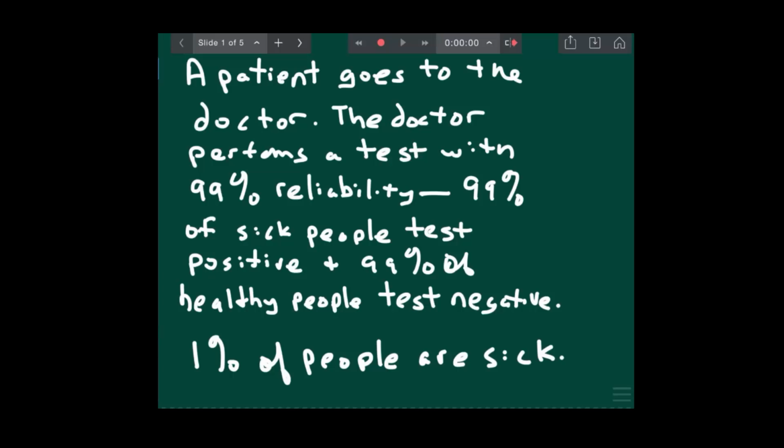That is, that 99% of sick people test positive. It does tell them that they're sick. That's what a positive test is. And that 99% of the healthy people test negative. In other words, they're healthy, and it says that they are healthy, that they don't test positive on the test. We also know that 1% of people in the population are sick.